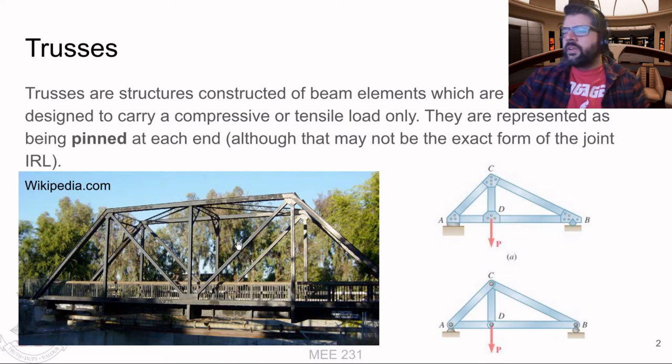So typically speaking, the way we represent them, model them, is as if they're being pinned at each end. Although it might not actually look like that in real life, but it's kind of the representation we have. Because even if these connections here could carry some moment, they're not designed to carry much of a moment. Designing it such that they're not carrying a moment is the way to go.